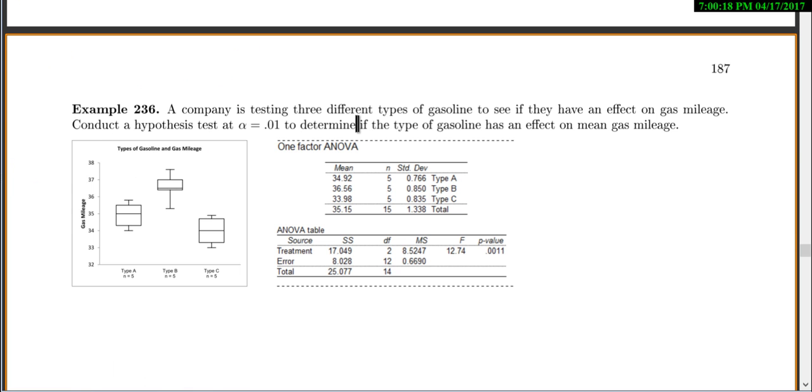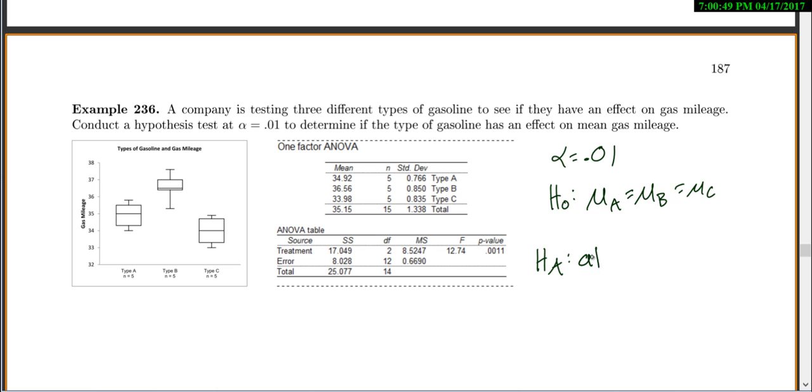So one more. A company's testing 3 different types of gasoline to see if they have an effect on gas mileage. Let's conduct a hypothesis test at alpha equals 0.01 to determine if the type of gasoline has an effect on the mean gas mileage. So let's do 0.01 like they told us to. The null will be that the mean for type A equals the mean for type B equals the mean for type C. I have A, B, and C because that's what it has here on my little table as the group names.